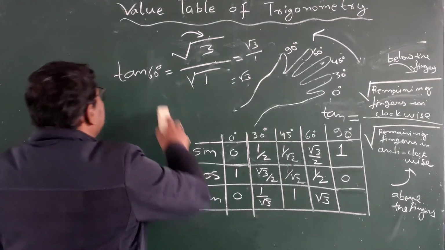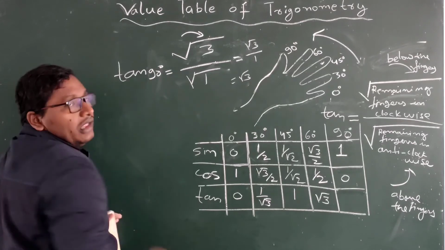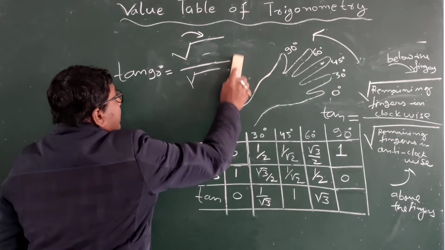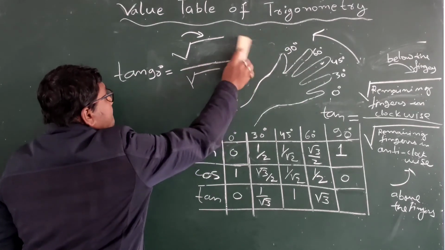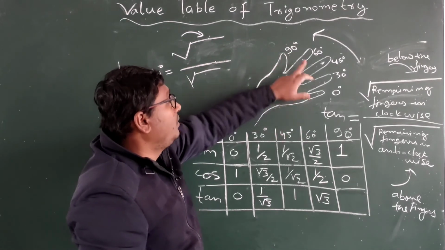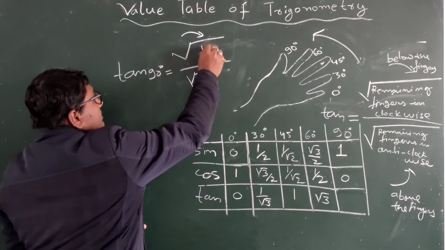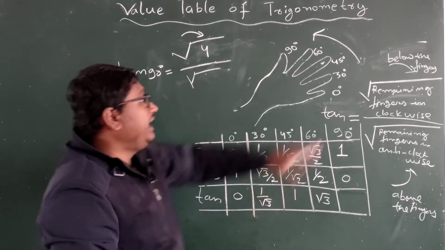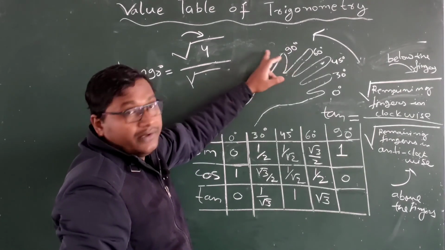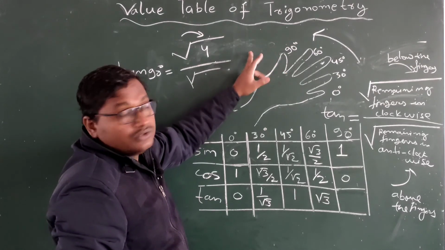Now last, tan 90 degree. You see tan 90 degree. Same formula. First of all, in the numerator, clockwise direction. In clockwise direction, after 90 degree, how many fingers will be left? 1, 2, 3, 4. So write here 4. And now in the denominator, anti-clockwise direction, after 90 degree, how many fingers will be left? There is no finger. I mean above this finger, there is no finger. So we write here 0.